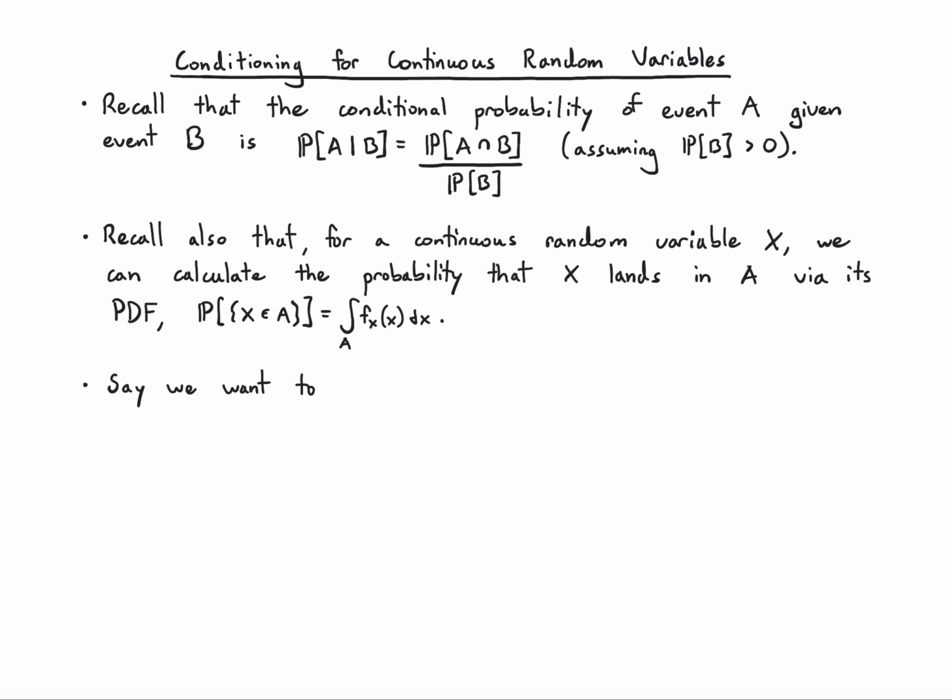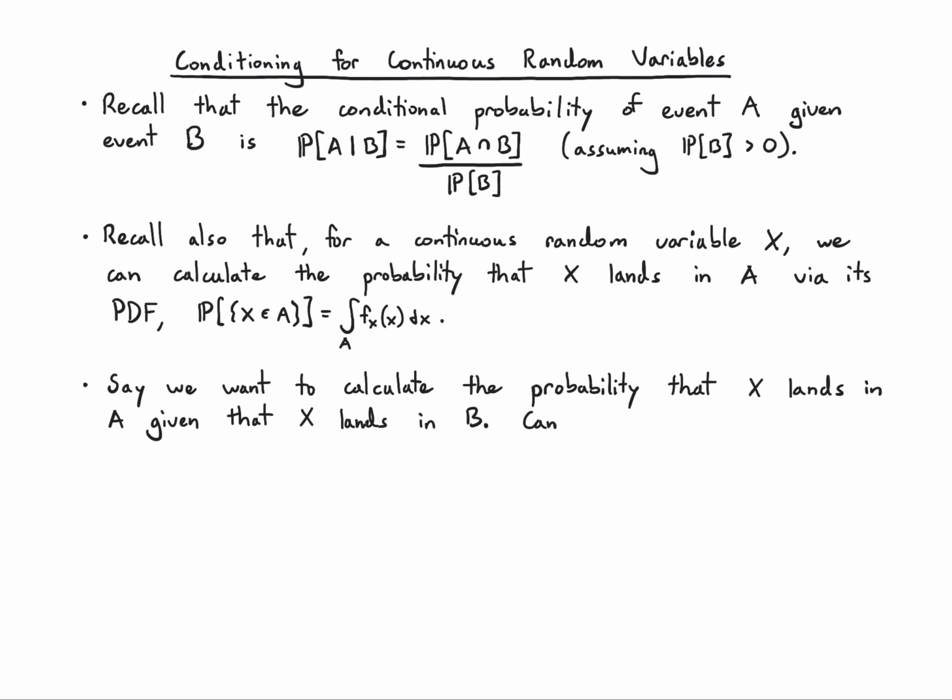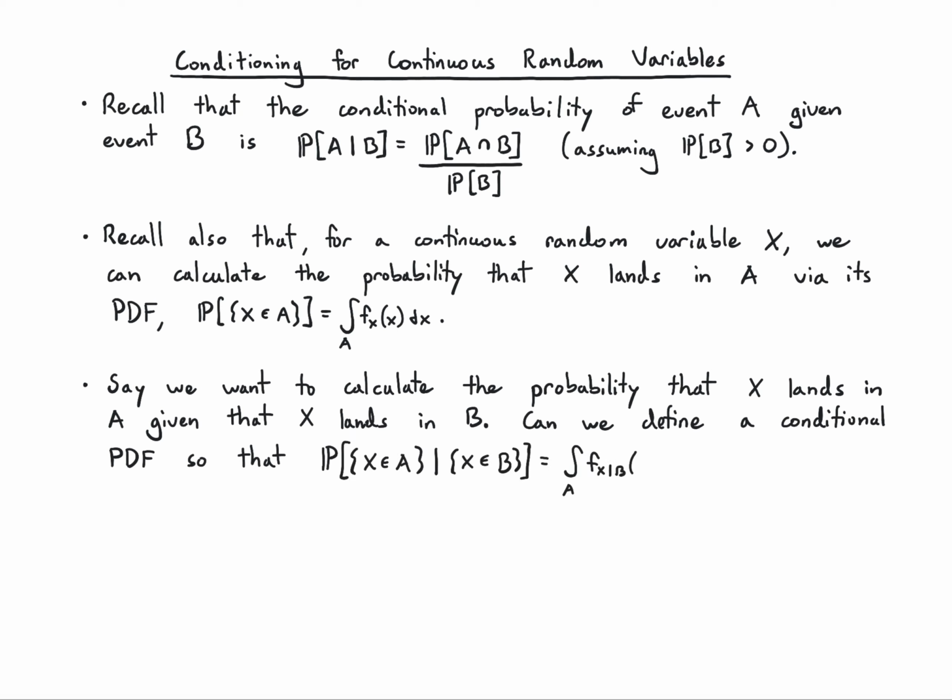So is there a way that I can calculate the probability that x lands in A, given that I already know that it lands in B, using some kind of conditional PDF? What I want to be able to do is write the conditional probability of x in A given x in B as the integral of something that I'm going to call the conditional PDF of x given B. And all I want to do is integrate that over A. And the answer is, well, I have this video, so it's just yes.